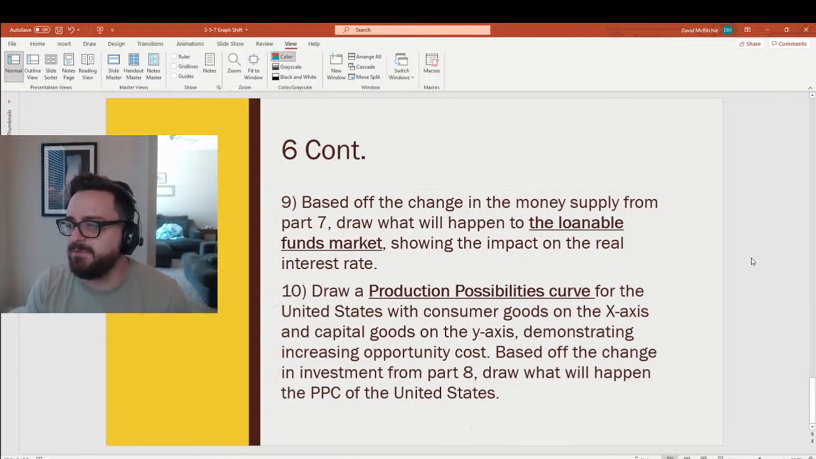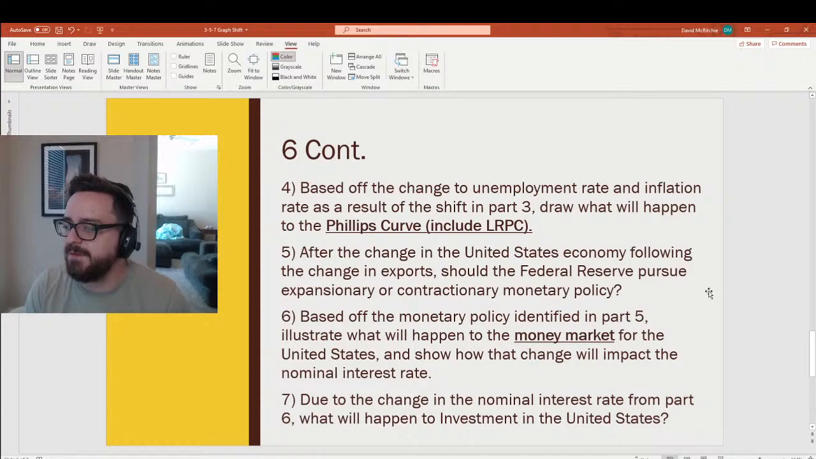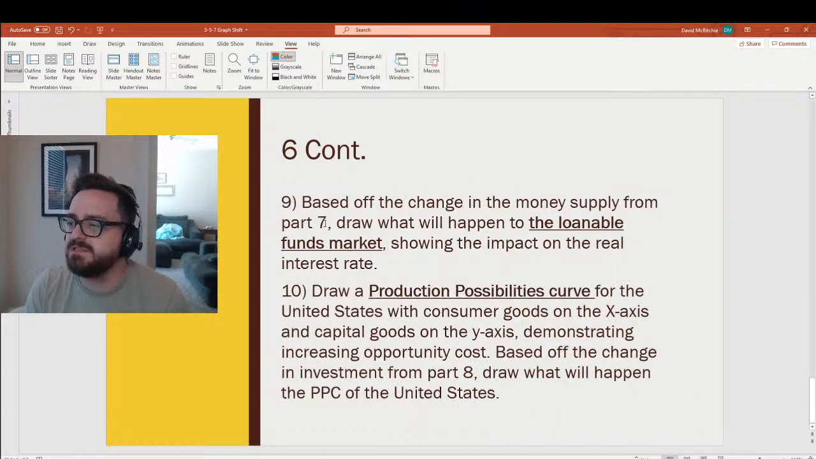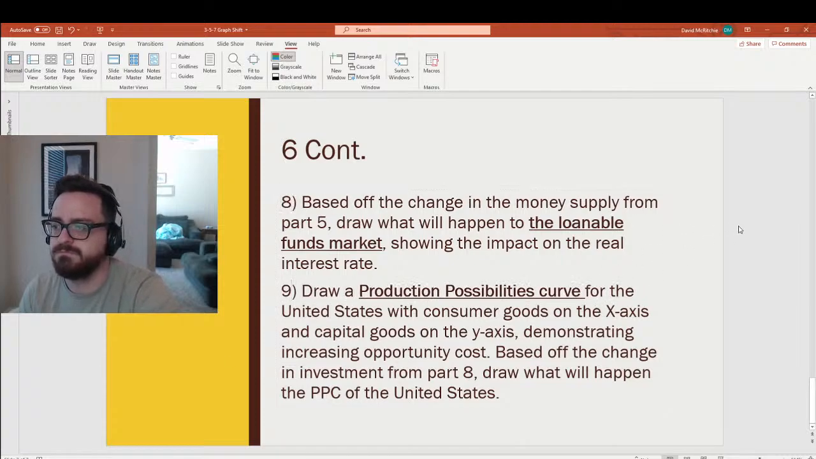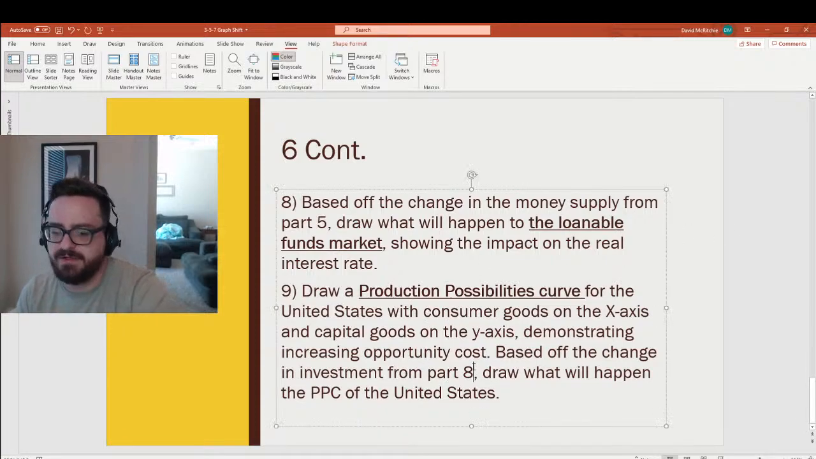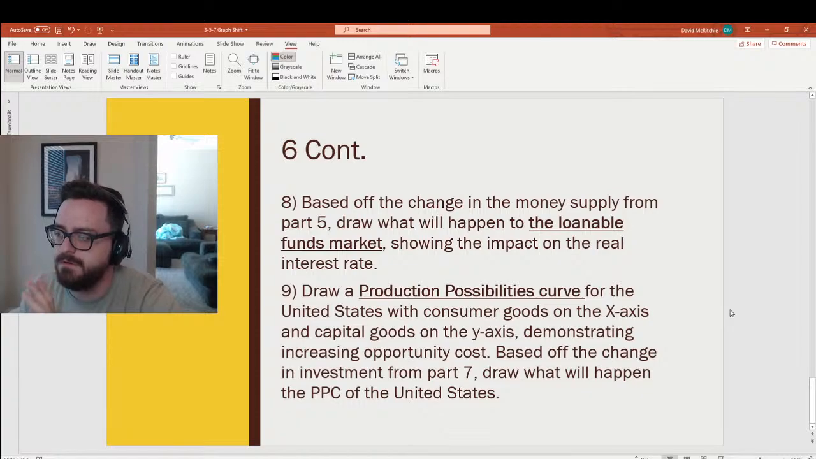I'm going to fix some numbers on these tables because I am incredibly bothered by this. No, it's 7. No, that's right. 7, 8, 9. Change in investment from part 7. Yes, I have fixed it.